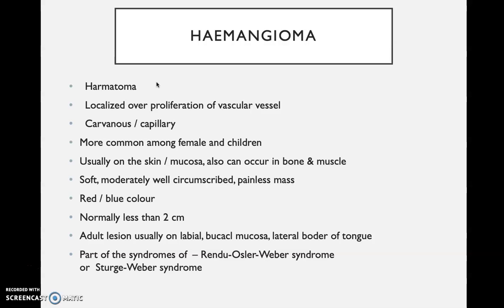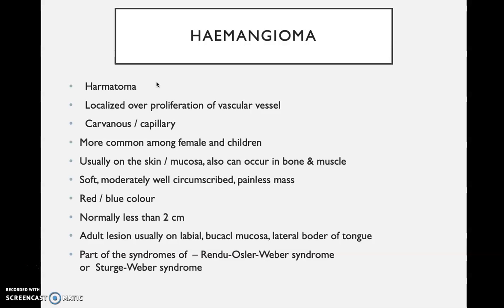Hemangioma is a hamartoma. Usually you have localized proliferation of vascular vessels, either cavernous or capillary. It's more common among females and children. It can happen anywhere, skin, mucosa, even bone and muscle. Usually it will be soft, very well circumscribed, localized, and painless. Just like I showed you before in the picture, it will be red or blue in color. Depending on the size, usually if it's cavernous, it will be bigger. It can be part of Rendu-Osler-Weber syndrome or Sturge-Weber syndrome.